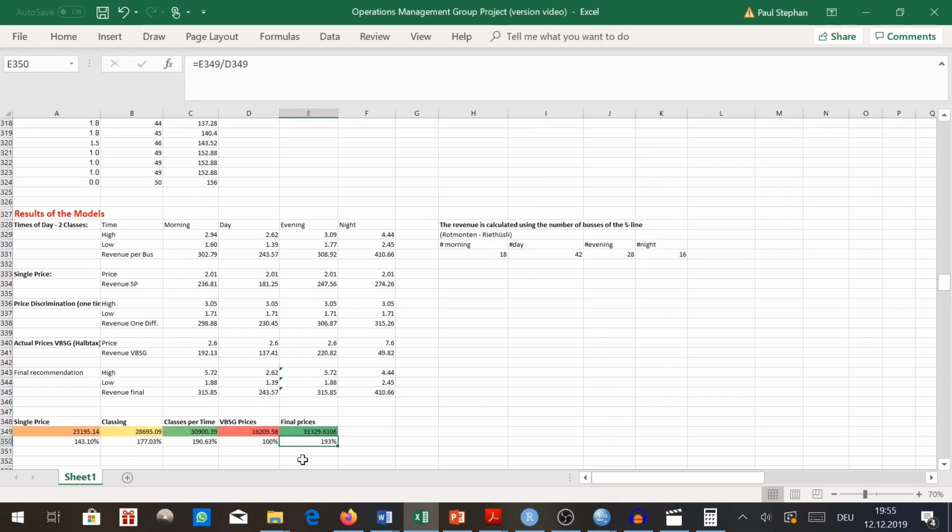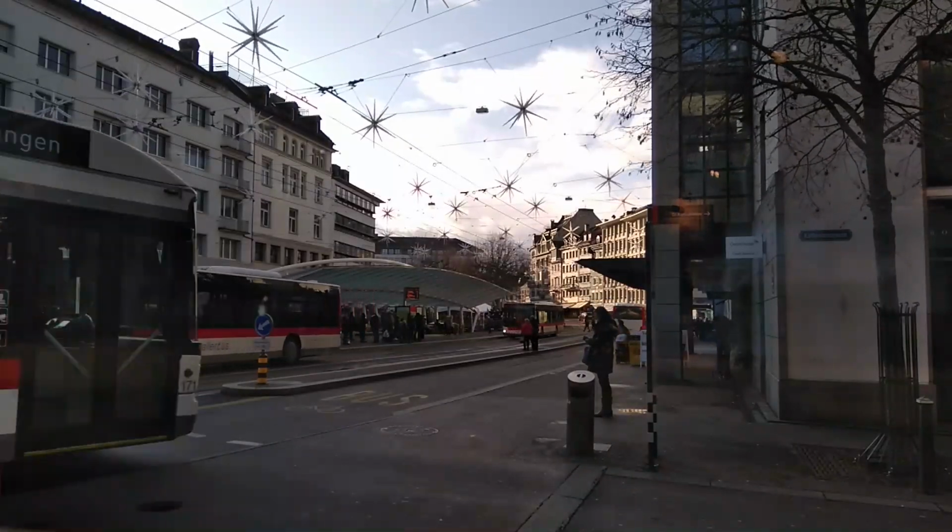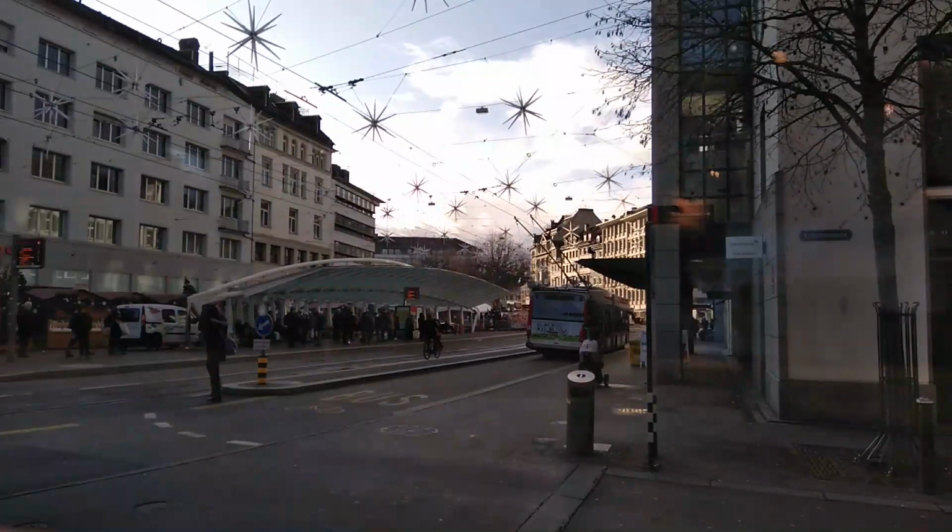Now we can propose the new pricing model to the Transport Association St. Gallen and help them enhance their service.